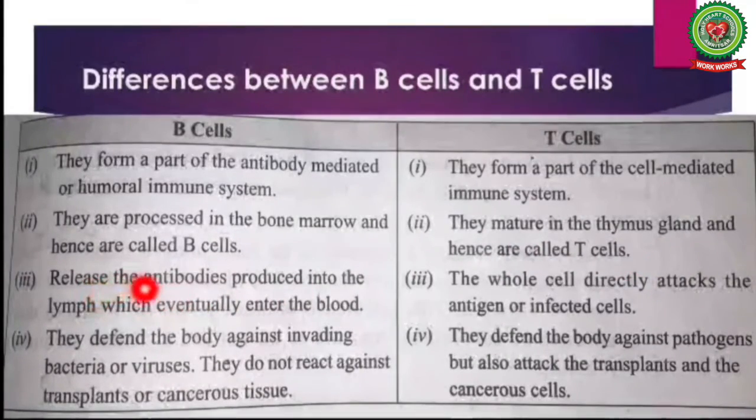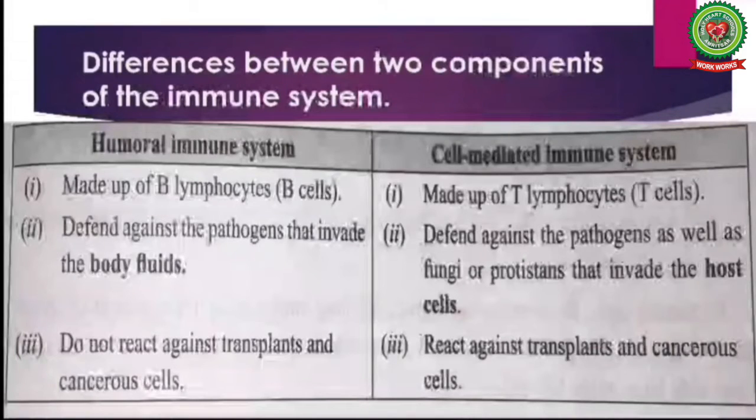B cells release the antibodies produced into the lymph, which eventually enter the blood. T cells, the whole cell, directly attacks the antigen or infected cells. B cells defend the body against invading bacteria or viruses. They do not react against transplants or cancerous tissues. Whereas T cells defend the body against pathogens but also attack the transplants and the cancerous cells.